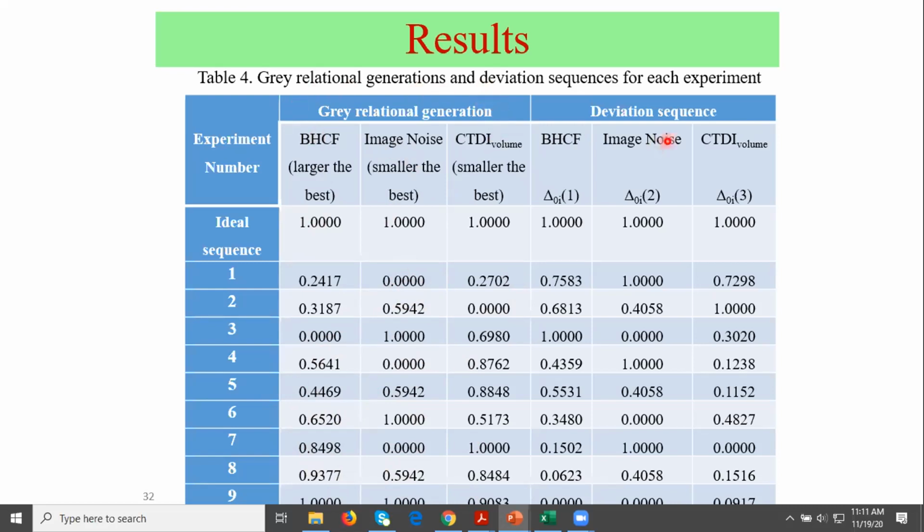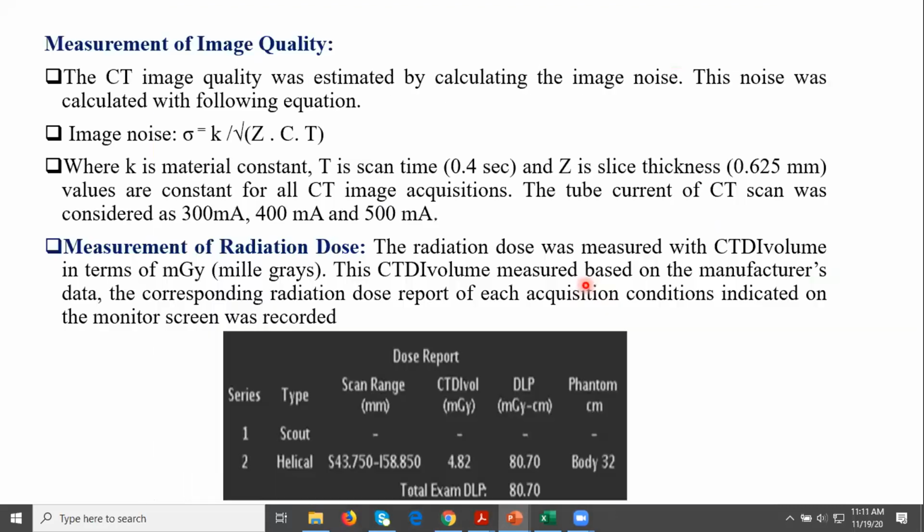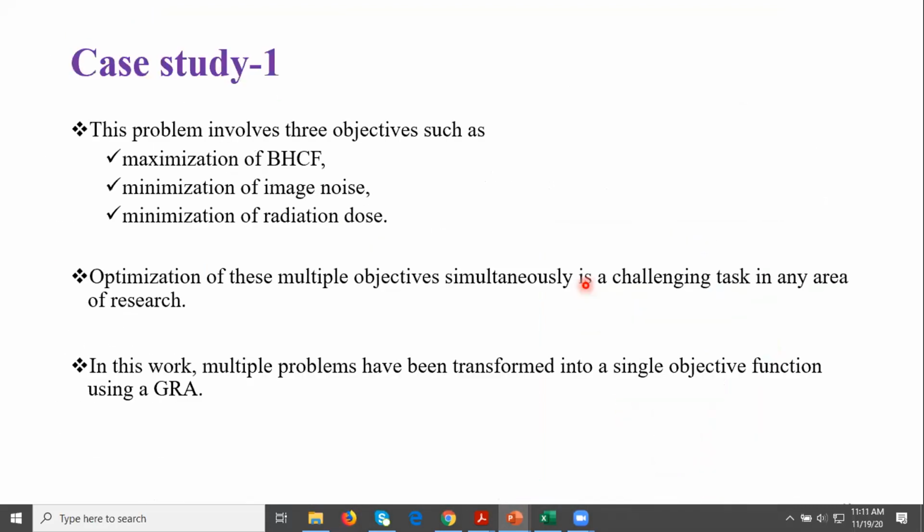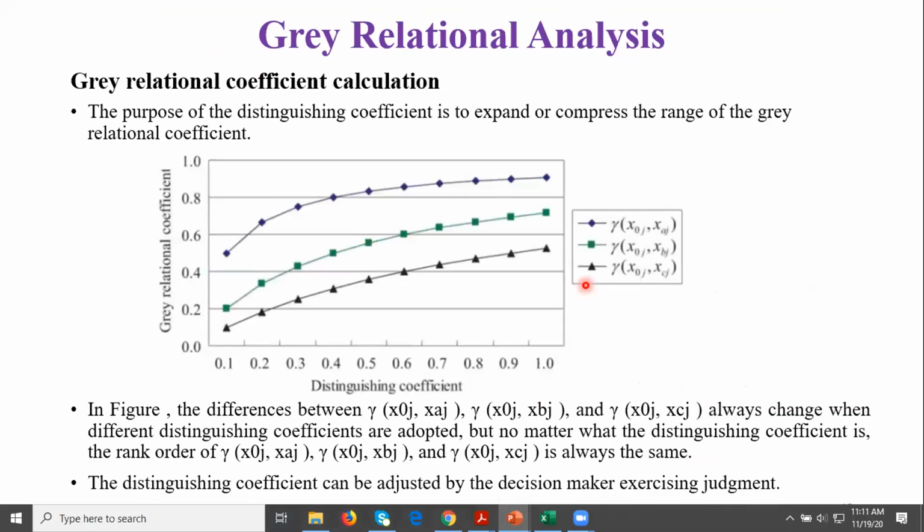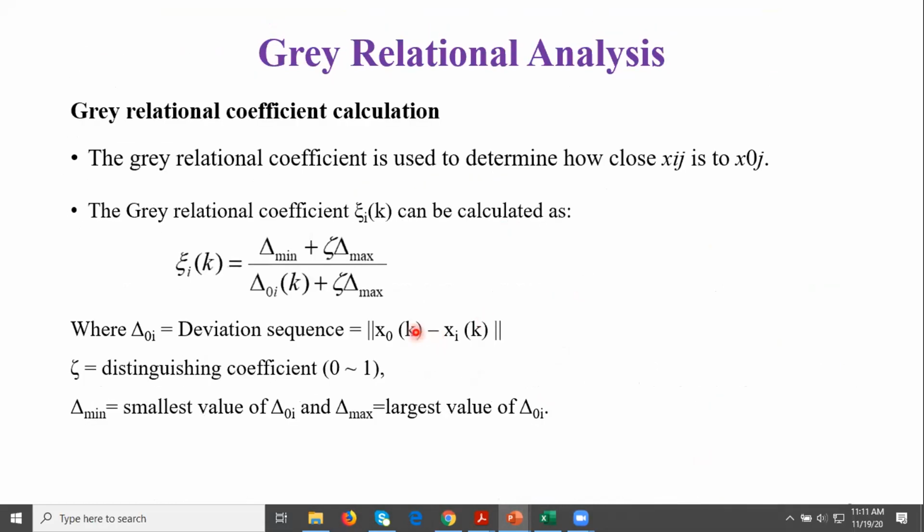Thereafter you go for the deviation sequence. The deviation sequence means here the 1 is the ideal condition, and from 1 we subtract this value, 0.2417. Whatever the value is, we keep it here. The theory I already explained in the previous slides. The formula, once again I will show it to you here: xjk minus xik. I'm taking 1 minus that particular experiment value. Like that you have to calculate the deviation sequence.